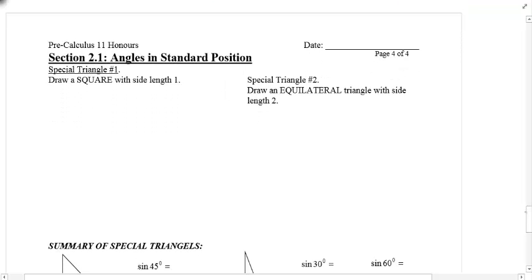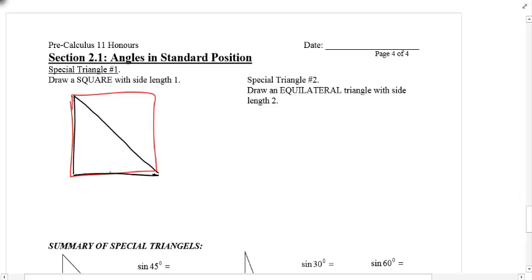So the first one is created if you draw a square with side length 1. If I asked you to cut this in half like a grilled cheese sandwich, you'll get a lovely right angle triangle. Since I told you these were side lengths of 1, if I cut this in half, these are 45 degrees. And hopefully you know from Pythagoras that the hypotenuse over here will be 1 squared plus 1 squared. Take the square root, or just root 2.